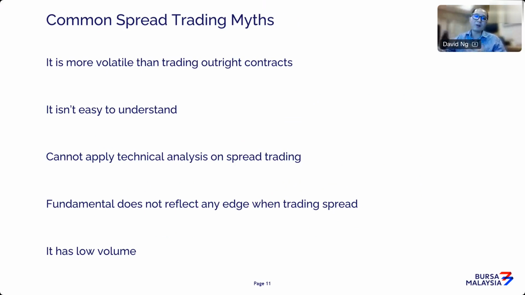Now, if you get it right outright, obviously it's a bonus. But if it's a wrong position or the market goes against you, your risk exposure is actually quite extensive. So importantly, I think the myth that it's more volatile is untrue. In fact, a lot of people go into spread trading just because it's a less volatile strategy as compared to just doing outright contracts.